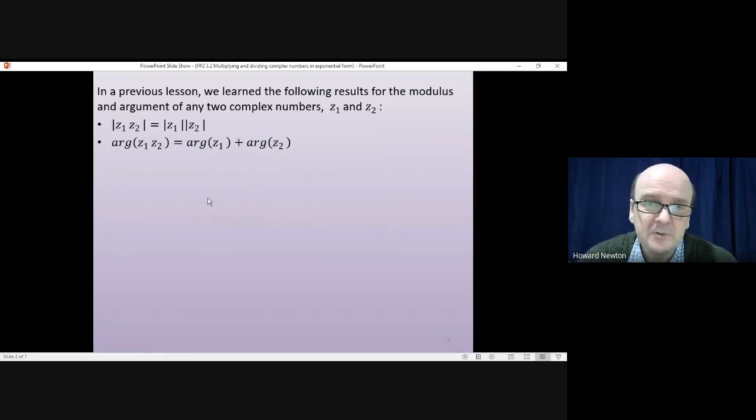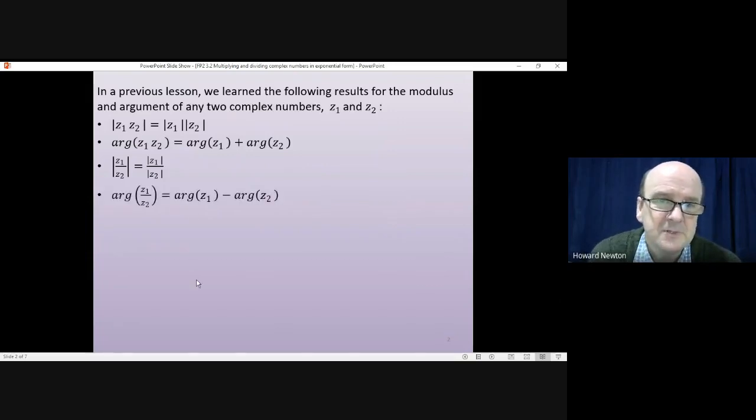And then you get similar results for division. The modulus of one complex number divided by another is the modulus of one divided by the modulus of the other. And the argument of one complex number divided by another is the argument of one take away the argument of the other.